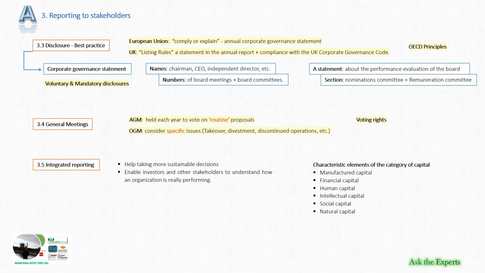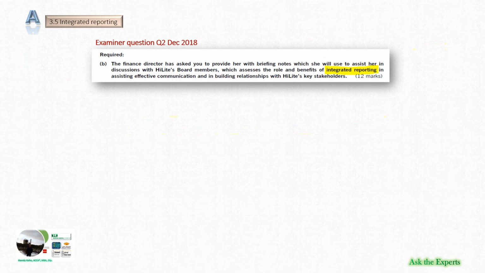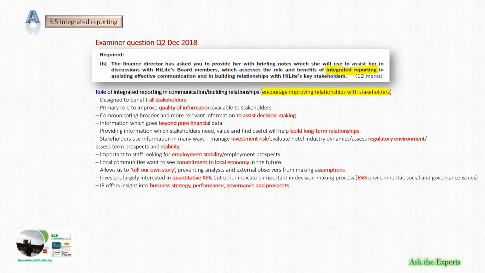Now it's time for exam practicing, with question 2 in December 2018. The question asks to assess the role and benefits of the integrated reporting, especially in assisting effective communication and in building relationships with the key stakeholders. Please try to read the case scenario, then take into consideration the following points.